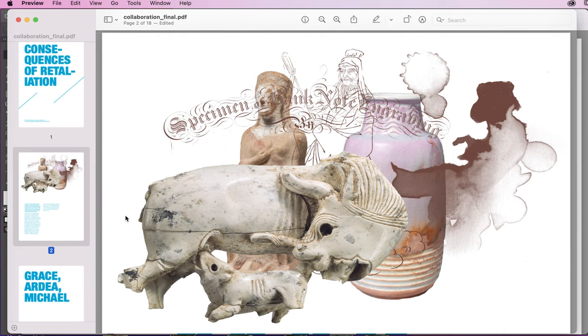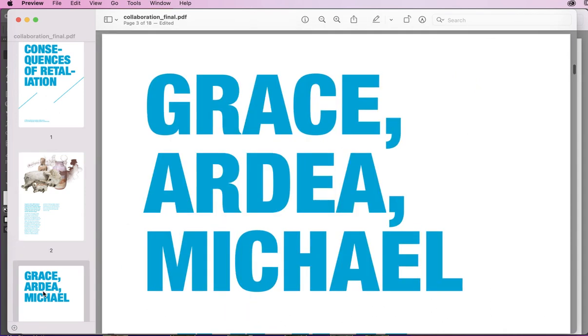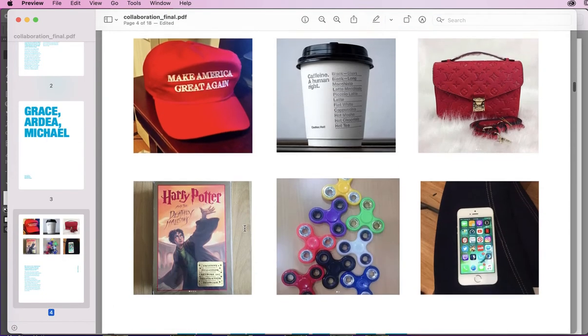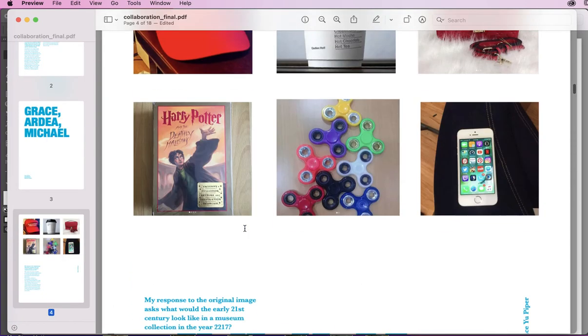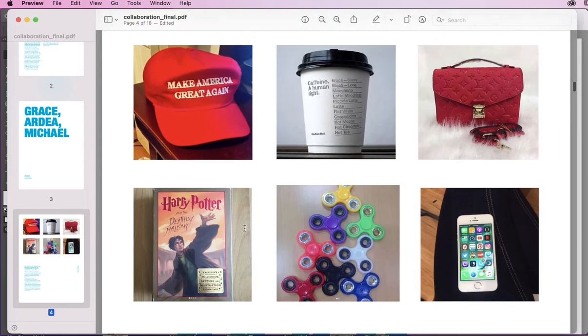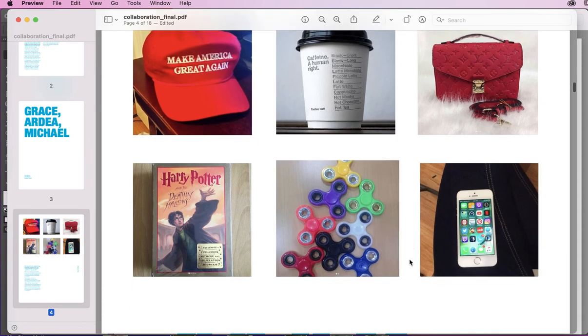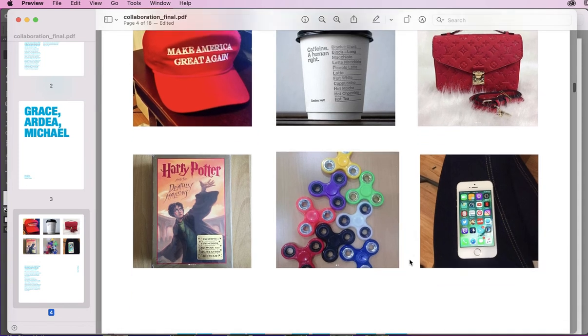These are old student examples. It's based off this image, and then Grace has come along and she's basically done this image, and what her text talks about is her response: what's going to be archived from our day and age? So she's got fidget spinners, Make America Great Again, throwaway coffee cups, smartphones. So she's indicating, what are we going to add into this archiving of history.